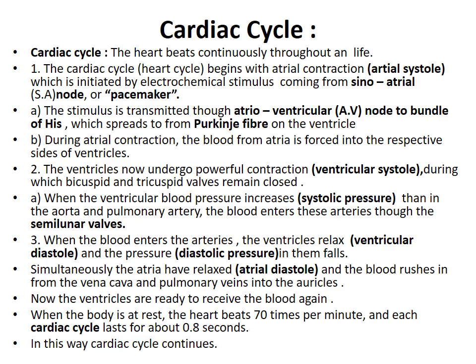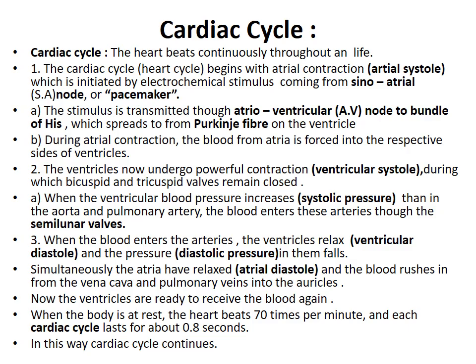Cardiac cycle. The heart beats continuously throughout life. The cardiac cycle begins with the atrial contraction, that is atrial systole, which is initiated by an electrochemical stimulus coming from the SA node, that is the sinoatrial node, which is also called the pacemaker because it initiates that impulse. The stimulus is transmitted through the atrioventricular node to the bundle of His, which spreads to the Purkinje fibers on the ventricle.